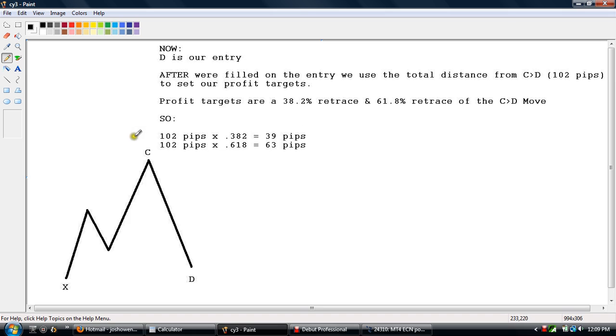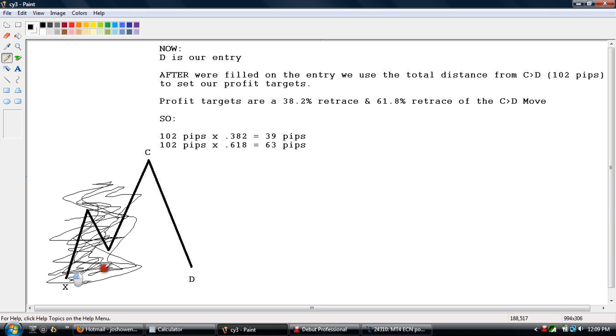Once again, we're not concerned with any more of this. We're not even concerned with X. After we've been filled in the order, none of this matters. If you have to delete the fib tool, delete it and start a new one from C down to D once you've been filled. Okay? And you'll know you have that fib tool pulled the right direction when you see price moving back towards where it came from, which is C. The first level it hits is going to be a small number, 38, 50, 618.